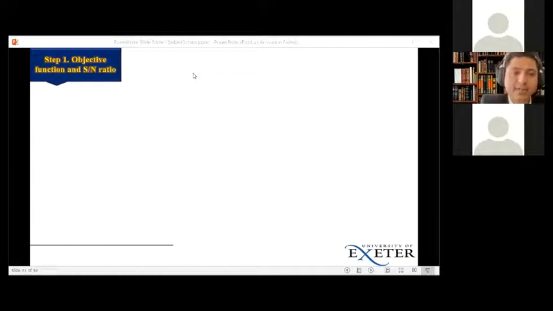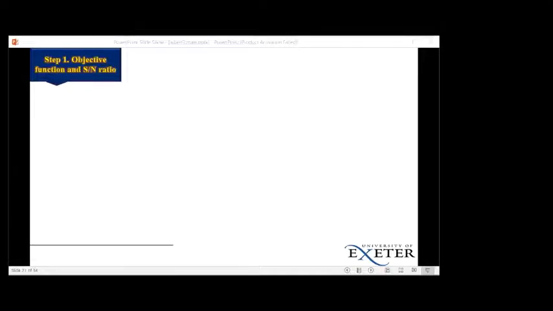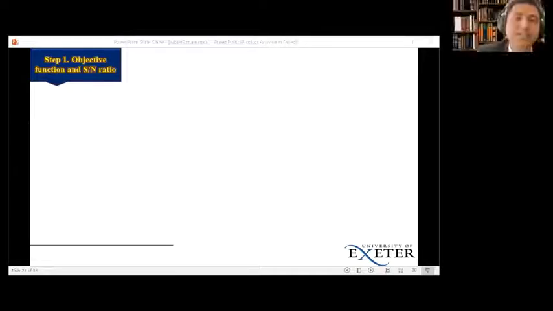Step 1, definition of objective function and SN ratio. To define the objective function, a quality loss function is determined to measure a parameter's deviation from its target quality.